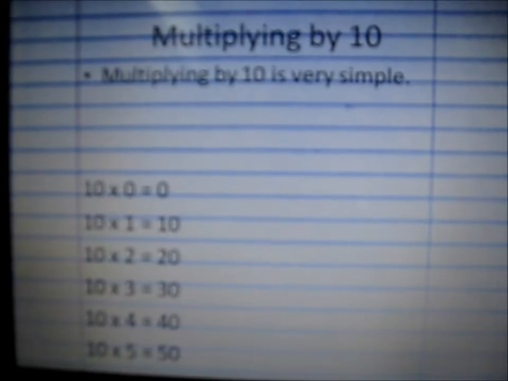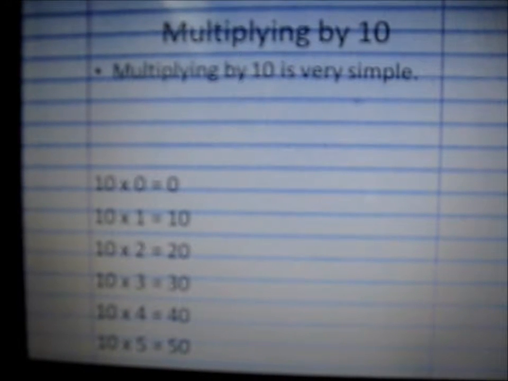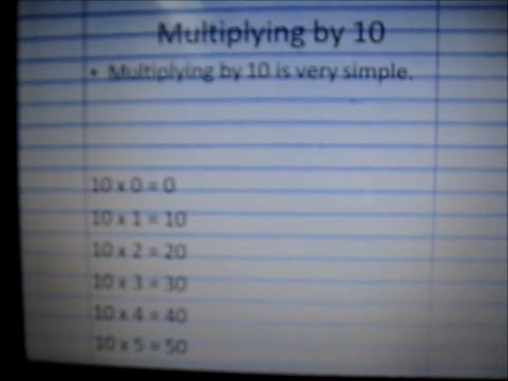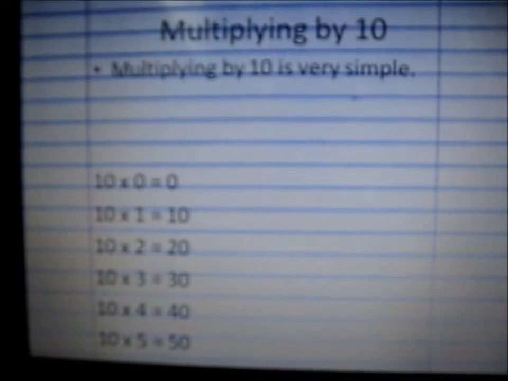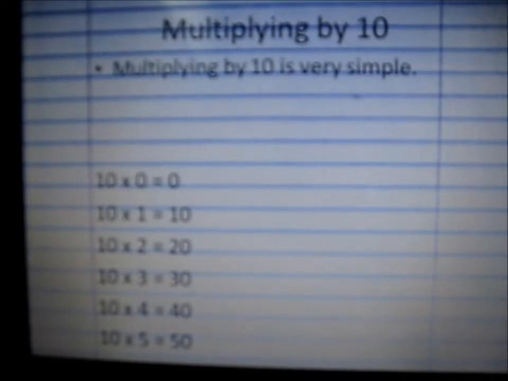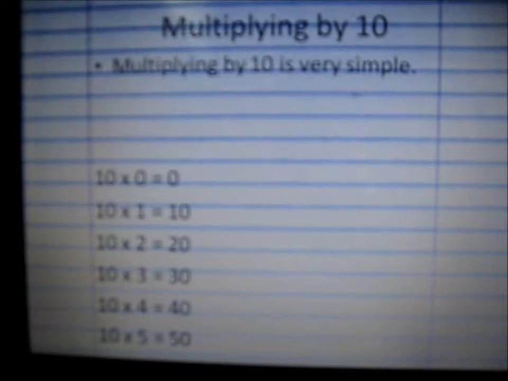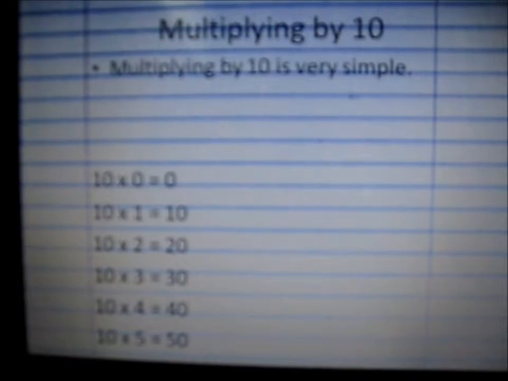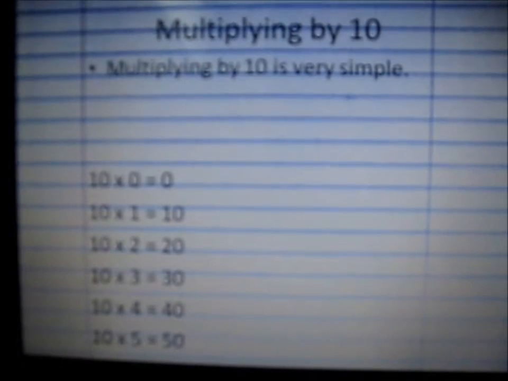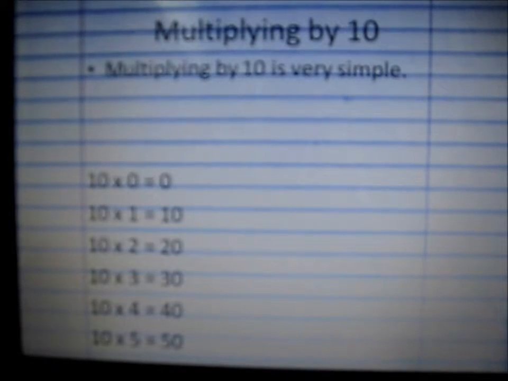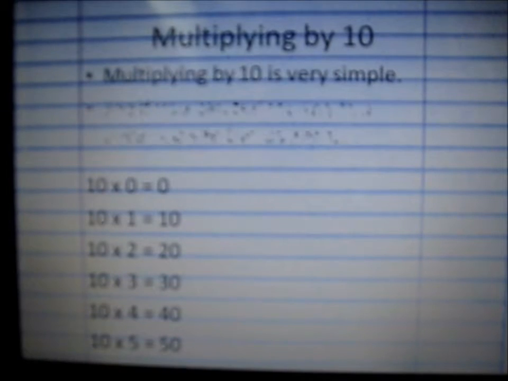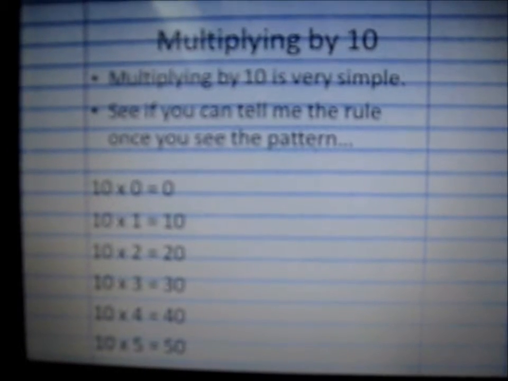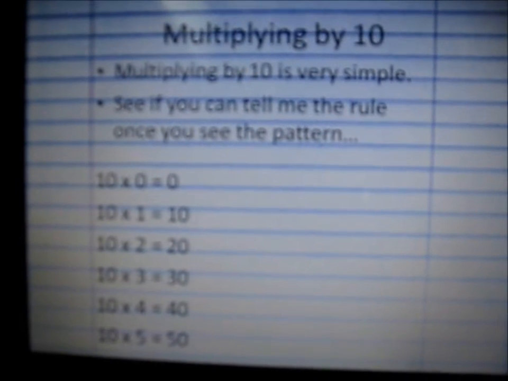Multiplying by 10 is very simple. 10 times 0 equals 0. 10 times 1 equals 10. 10 times 2 equals 20. 10 times 3 equals 30. 10 times 4 equals 40. 10 times 5 equals 50. See if you can tell me the rule once you see the pattern.